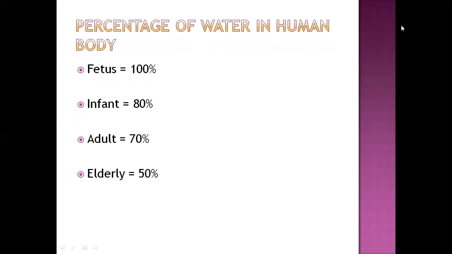Percentage of water in the human body: in the body of a fetus it is 100% because it is totally dependent upon the mother's body and it is just growing as a human. In infant 80%, adult 70%, and elderly 50%.